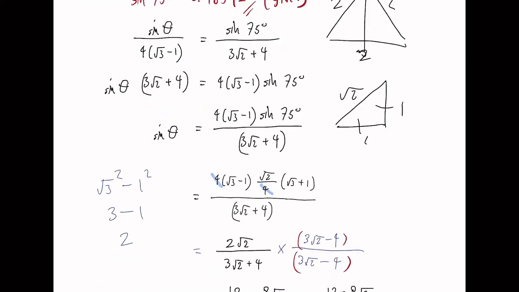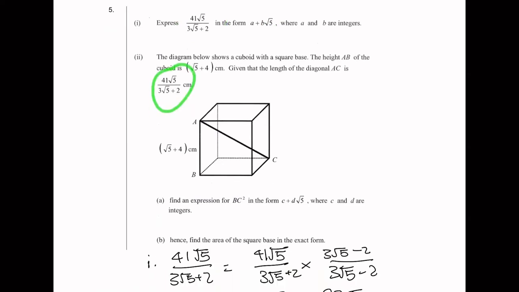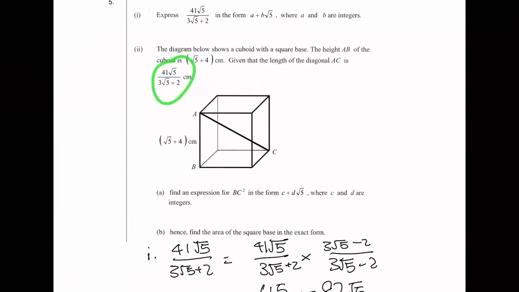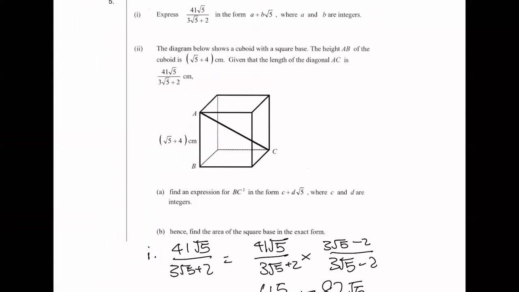Anyways, moving on. Another question. This one is just surds, just a recap. Express this in the form of a plus b root 5. It's used in part 2. Let me see if you did that correctly. I'll just check your final answer, check if they are the same value. If it's the same, then confirm correct.